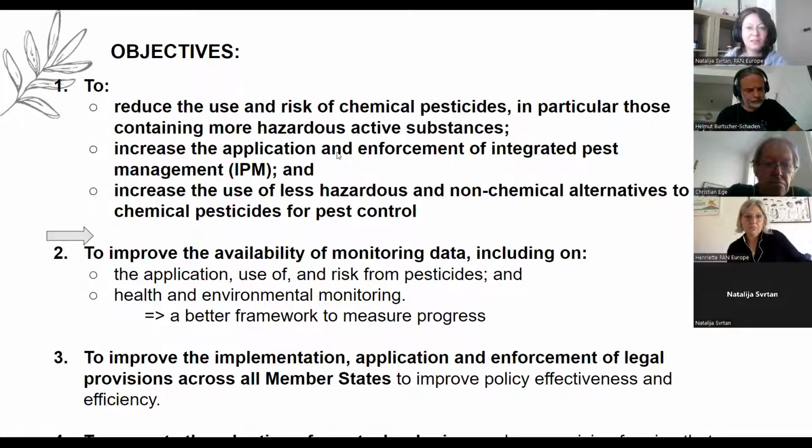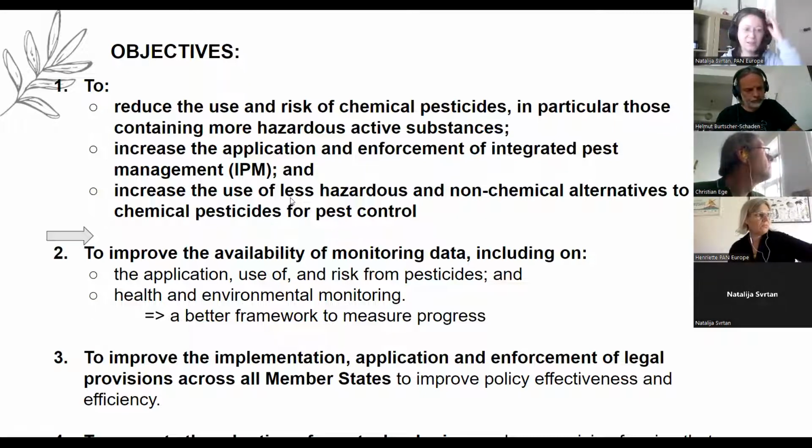So I will just glance through the main objectives of the new regulation. This regulation has 4 main objectives. The first objective aims to reduce the use and the risk of synthetic pesticides, and to reduce the use of more hazardous pesticides. These are also candidates for substitution that should have, under Regulation 1107, been gradually phased out and replaced with less toxic substances.